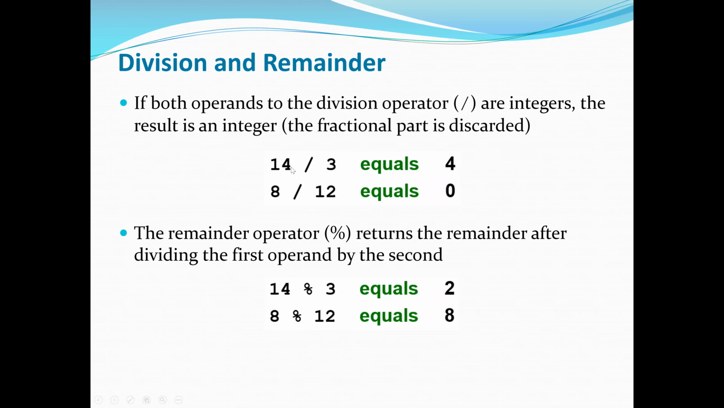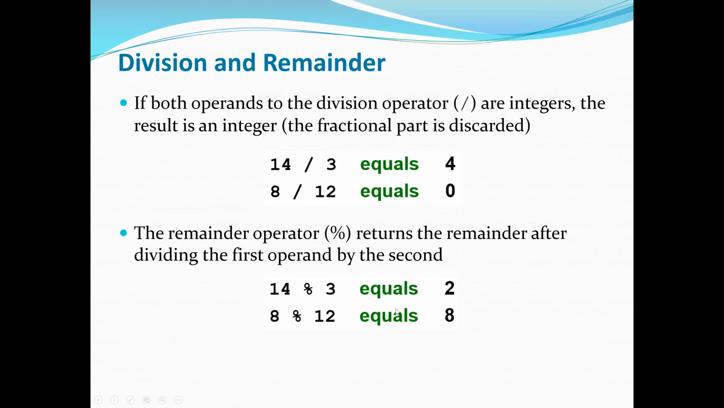So that's the example here. 14 divided by 3, the answer will be 4. We're supposed to have some decimal or fraction part, but it's discarded. Same thing, 8 divided by 12, the answer should be 0 point something, at least 0.6 or so. But again, the decimal part is discarded. When you are dividing two values and they are integers, your answer will also be an integer, a whole number. If one of them is a decimal, or both of them are decimal, then the answer will be decimal.